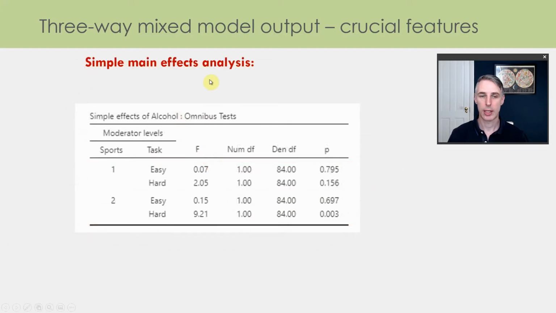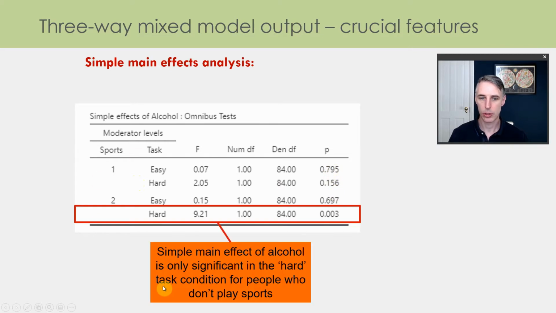Turning now to the simple main effects analysis. So this is the simple effect of alcohol, control versus alcohol, broken down by each combination of sports person and task difficulty. Okay. So what we can see here is that the effect of alcohol is non-significant in 3 out of the 4 combinations, but it's only significant in the hard task condition for people who don't play sports. Now, on the face of it, that looks to be in line with what the researchers were predicting, but we have to view that in the knowledge that the three-way interaction was not significant.